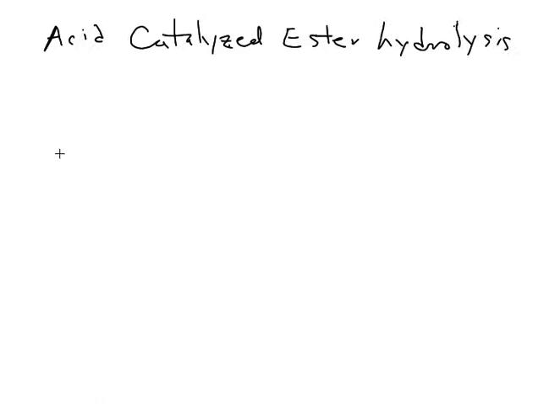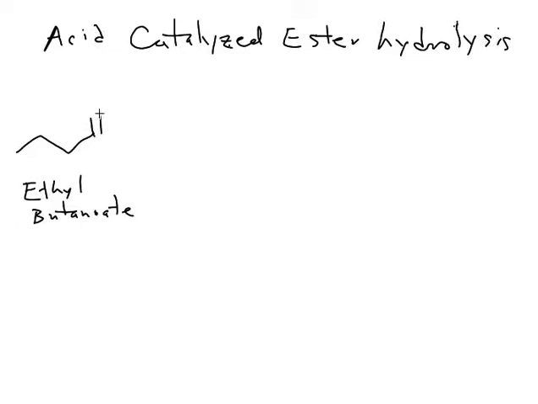So if we're going to do an acid catalyzed ester hydrolysis, we need to start out with an ester. So I'm going to start out with ethyl butanoate. It's probably a little easier to start out with the butanoate part, so I'm going to draw that. Butanoate is 4 carbons. So I have 1, 2, 3, 4.